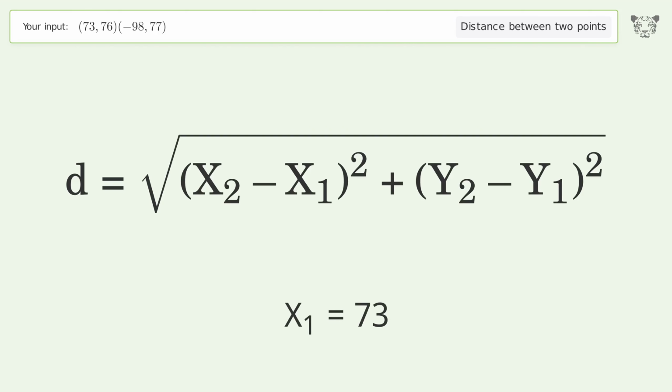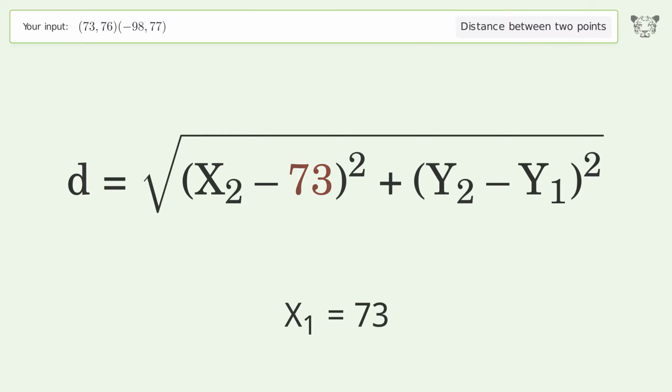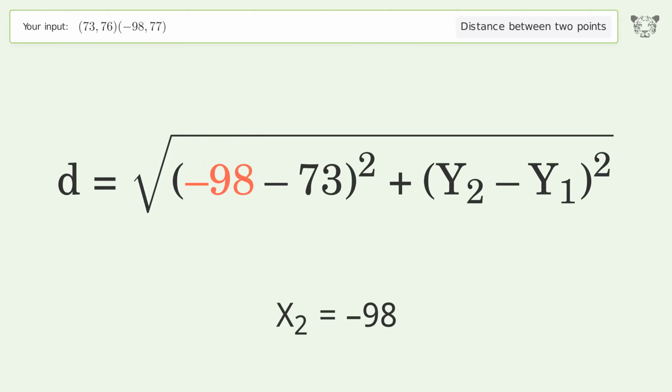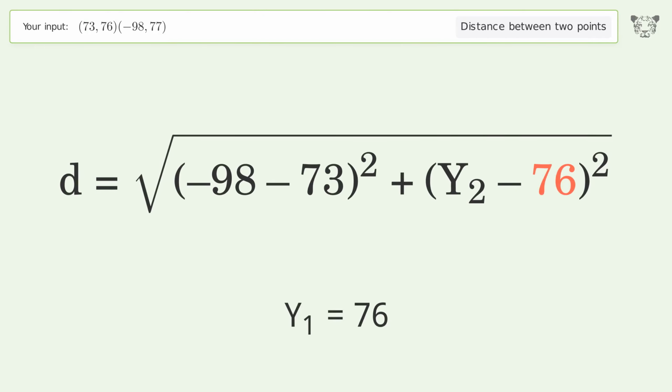x1 equals 73. x2 equals negative 98. y1 equals 76. y2 equals 77.